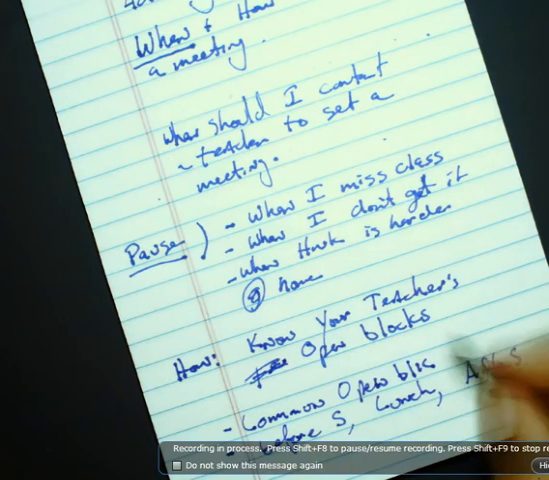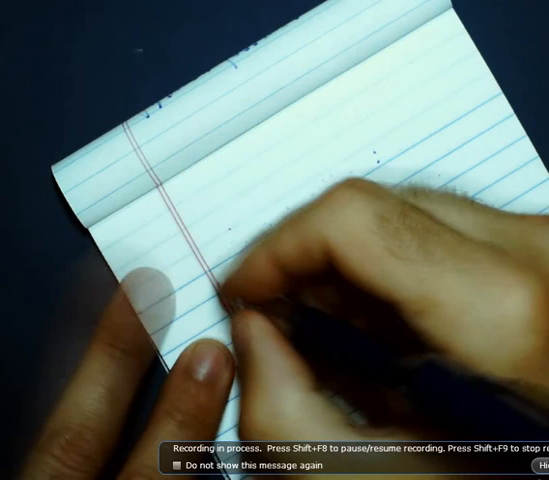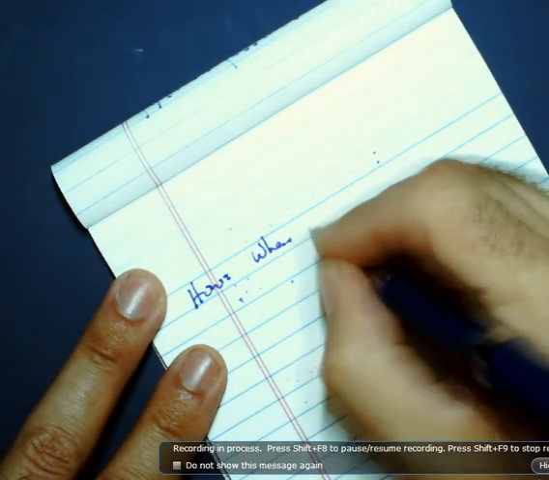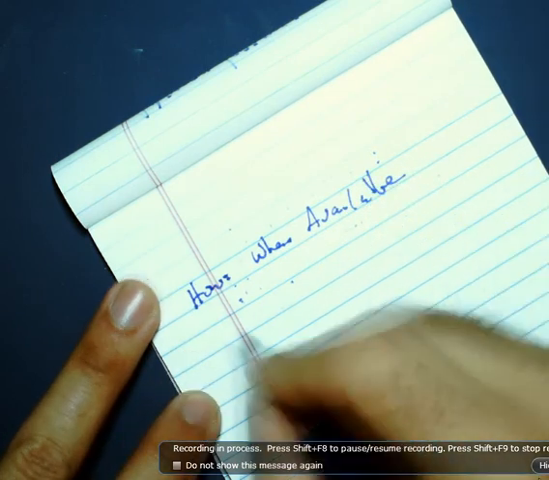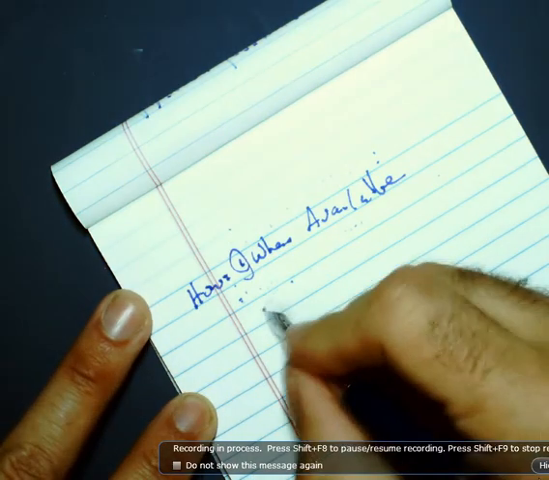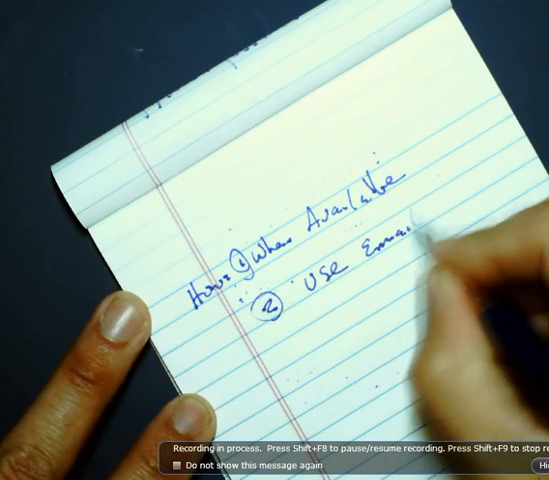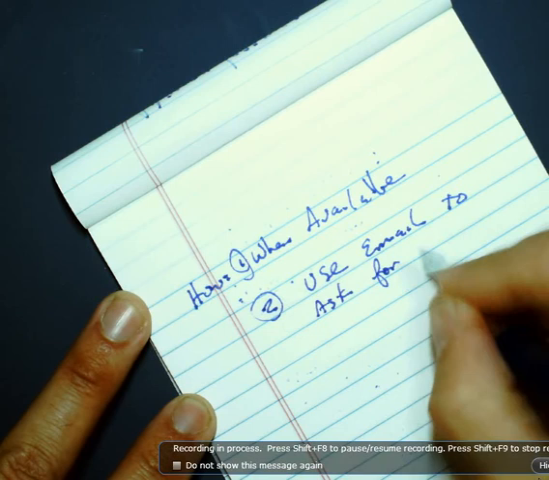Once you've decided, your first step is to determine availability. So we'll turn to the next page here. First thing is figuring out when they're available. Second, use email to ask for an appointment.